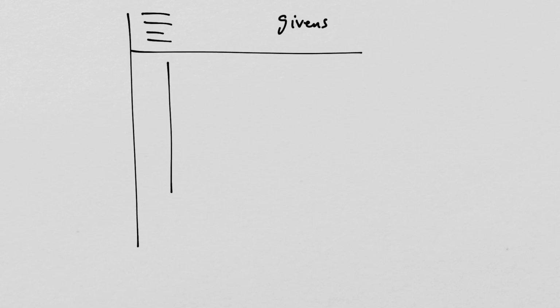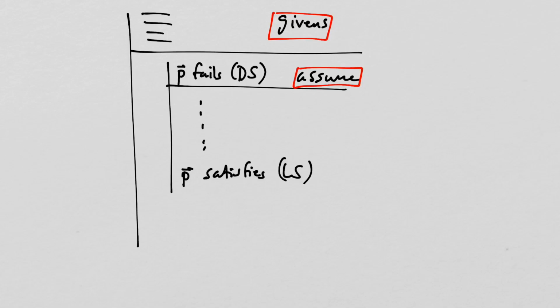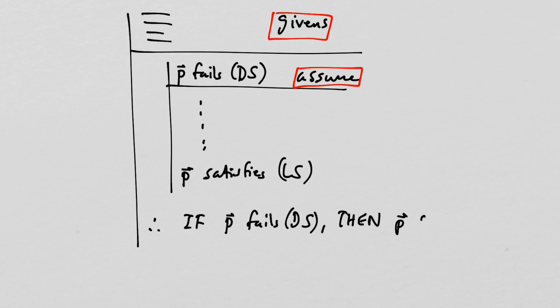Remember, the logic of the situation was we had all our givens here. There were many of them. We made this extra assumption, for the sake of argument, that P fails to satisfy the degeneracy system. We then used all the given information together with this extra assumption to derive that P satisfies the Lagrange system. And the conclusion we draw is that if P fails the degeneracy system, then P satisfies the Lagrange system.